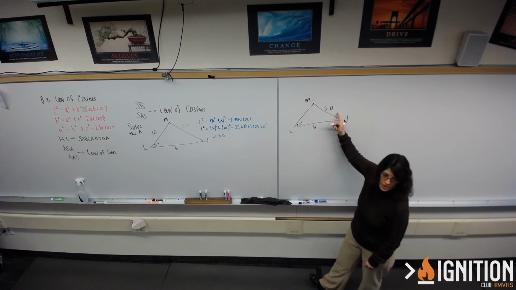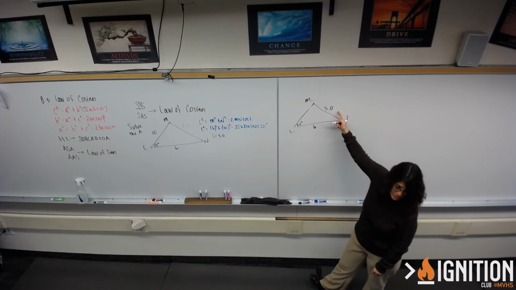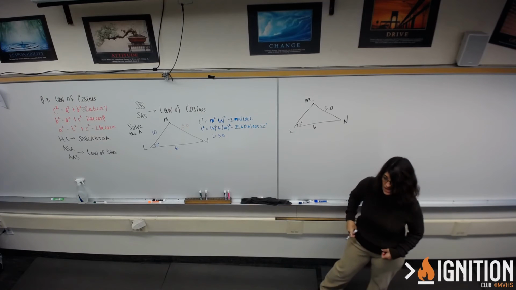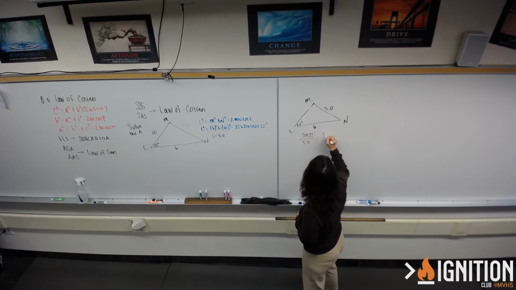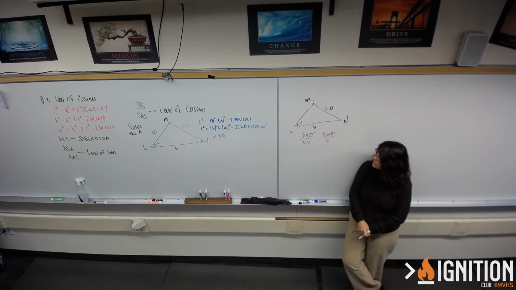You're not using 5.0. You stored that number in your calculator. If it were me, I would store it in L. So it's side L. That's just me. Nearest 10th, please. What do you get? How much? 26.9?